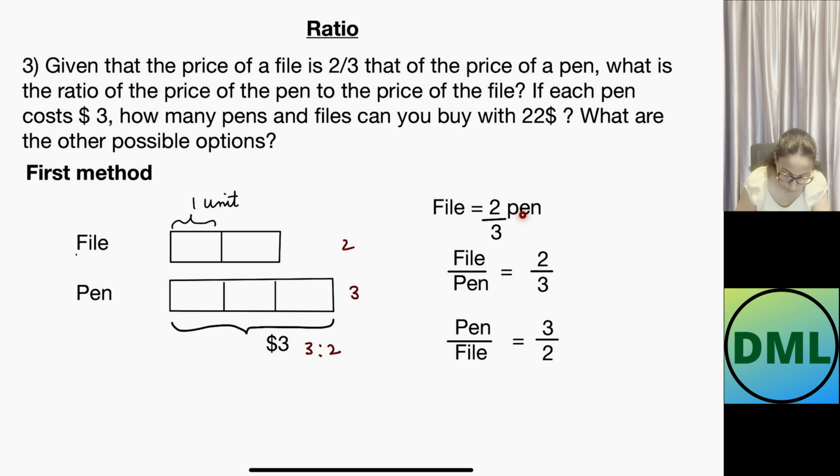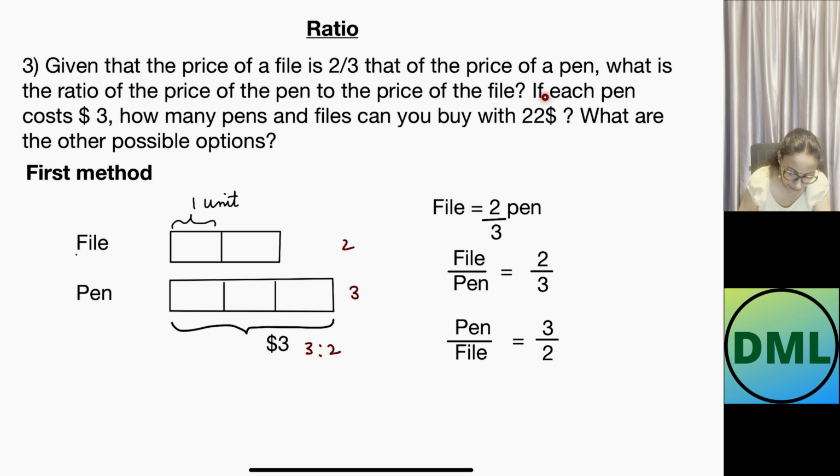Let's do it with the CBSE method now. If we move the pen to this side, it will be written as file over pen, which is equal to 2/3. I need to find the answer for pen to file, so I'll flip this. Pen will be in the numerator and file will be in the denominator. Similarly, 3 will go in the numerator and 2 in the denominator. So the pen has ratio 3 and the file has ratio 2. So the ratio is 3:2.